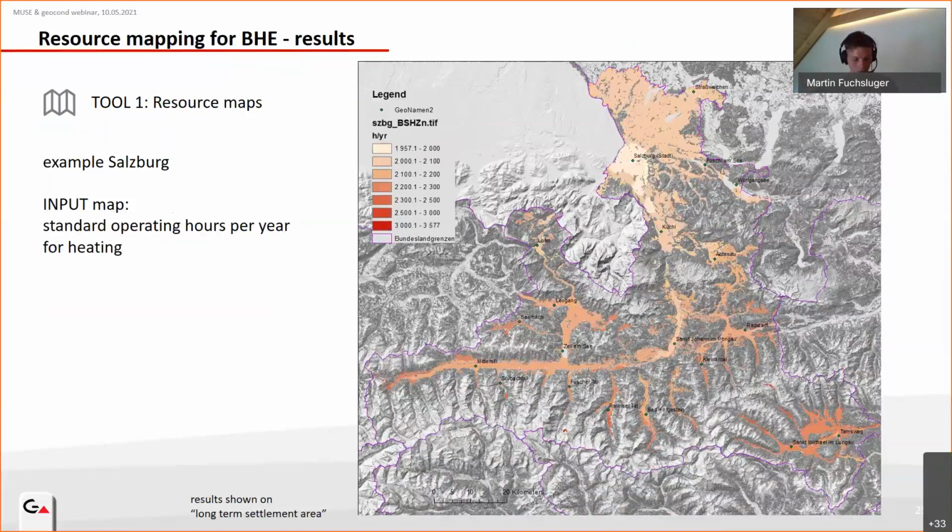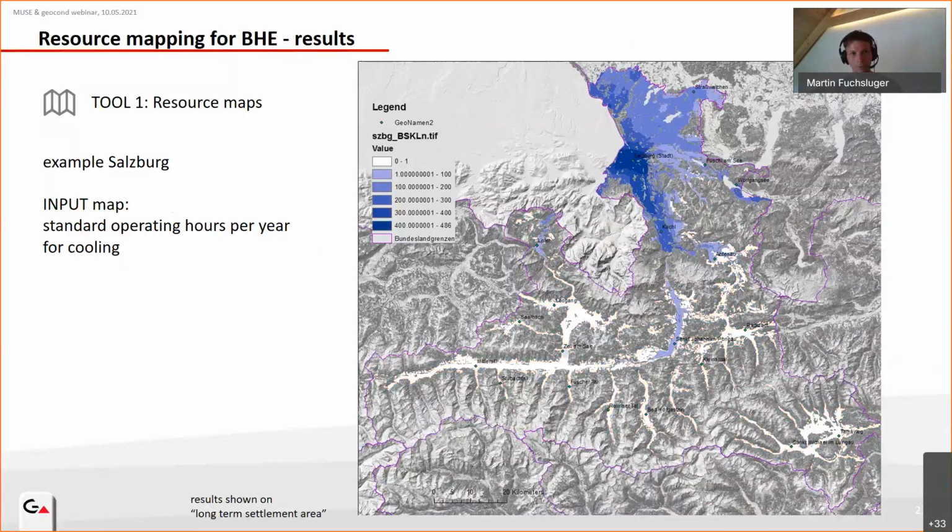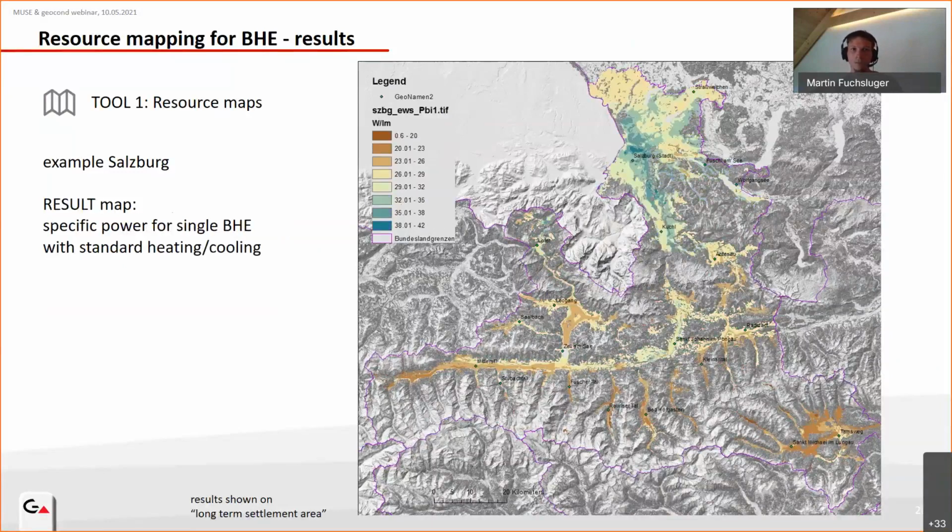I show you then also the map for the standard operating hours per year for heating. This is also an input for the tool, and the standard operating hours for cooling. You see the white areas have no cooling demand for standard operation. This is the first result map. You see the specific power for a single borehole heat exchanger with standard heating and cooling. So it's from 20 because it's very cool there, up to 42 because it's warm underground and good conductivity.